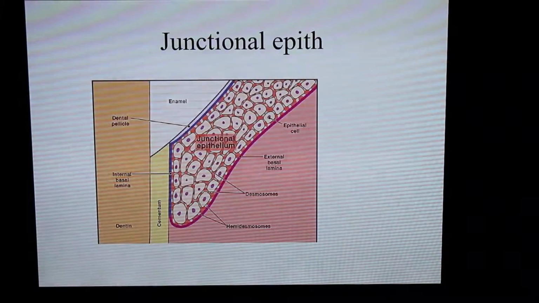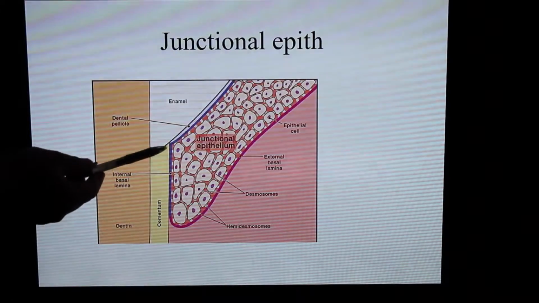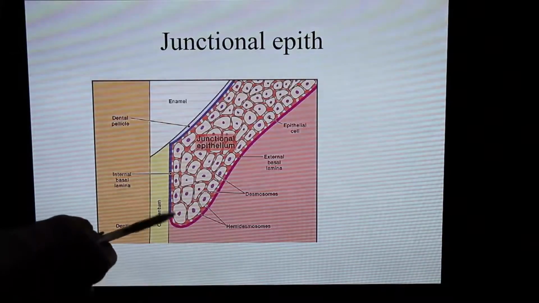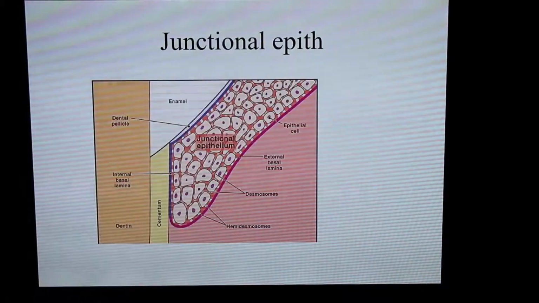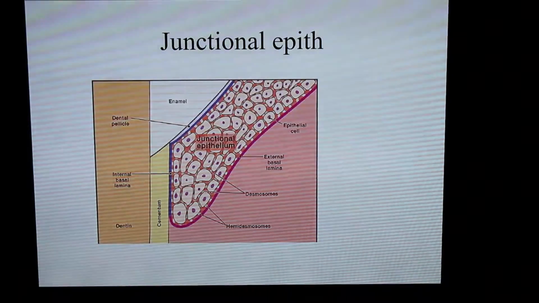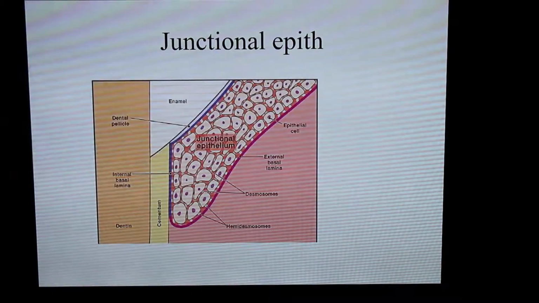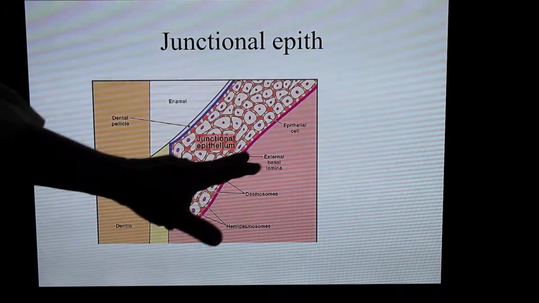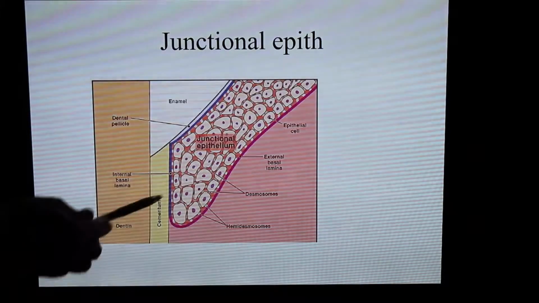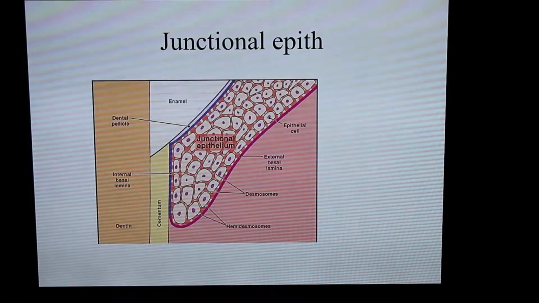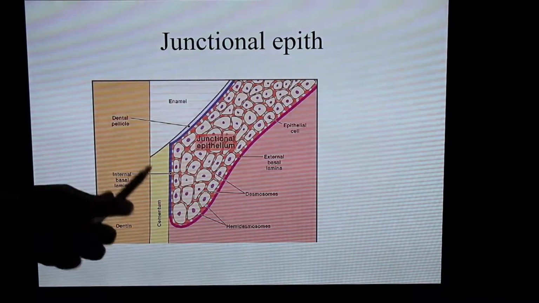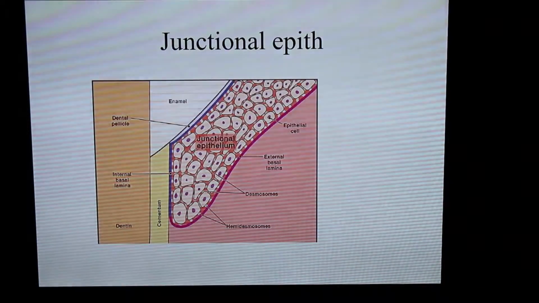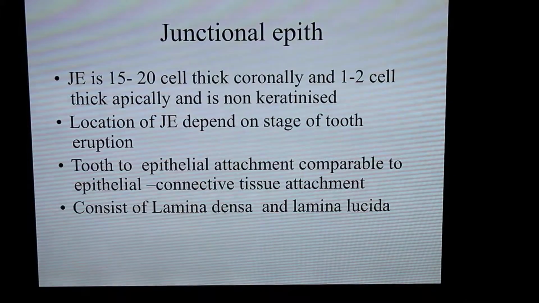Now this picture shows the dentogingival junction. This is junctional epithelium. It is generally only 1 to 2 cells thick in the apical part and can be 15 to 20 cells thick in the coronal part. It is attached with the same type of attachment which is between the connective tissue and epithelium. Epithelium is attached on both sides with the help of basement membrane. Of course, on the connective tissue side there is a basement membrane, and on the tooth side also. The basement membrane has two parts in the dentogingival junction: lamina densa, which is on the tooth side, and lamina lucida, which is on the epithelial side. This I think I have already explained.